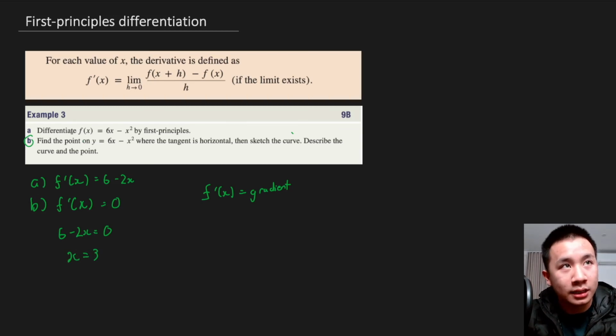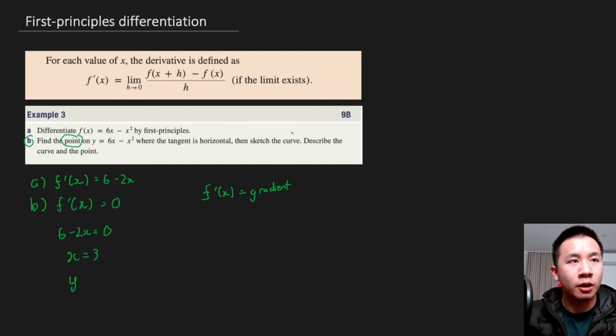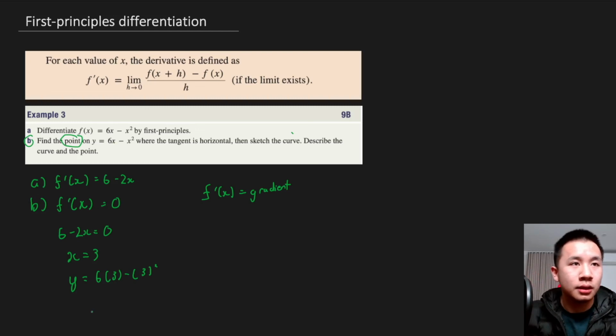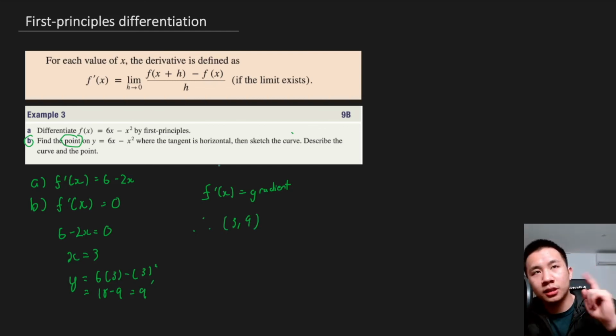But remember, it asks us for the point. So we need to figure out what y is. And so y is equal to 6 times 3 minus 3 squared. I'm just subbing this 3 into this function right here to get the y. And this should get you 18 minus 9, which is equal to 9. So therefore 3, 9. That is the point where the tangent is horizontal.